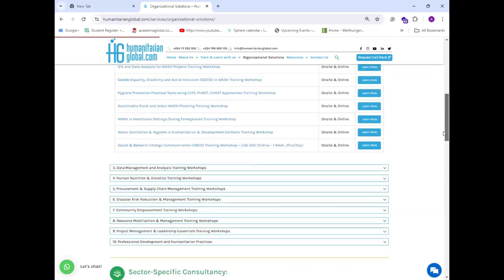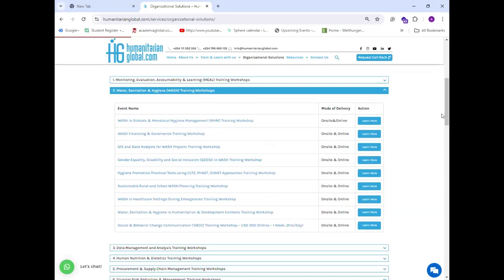And the good thing is that we can even now try to tailor-make them to suit your organization based on the project that we've been doing. So just reading through the list here, there are quite many of them where we have a training workshop on WASH in schools and menstrual hygiene management. We do have WASH financing and governance training workshop. We have the GIS and data analysis for WASH projects.